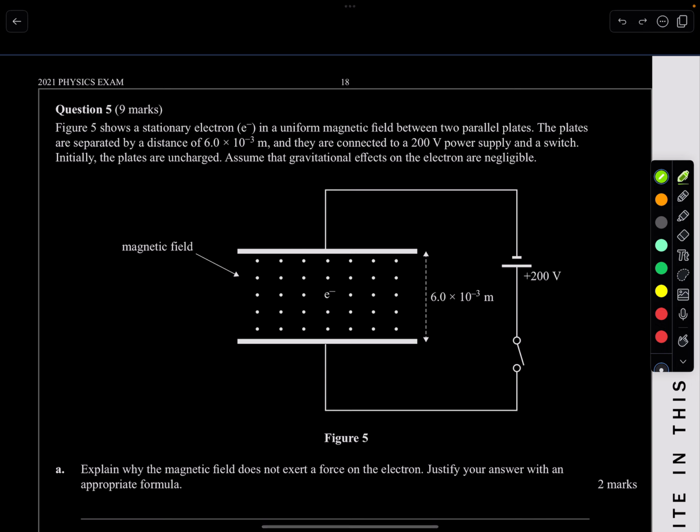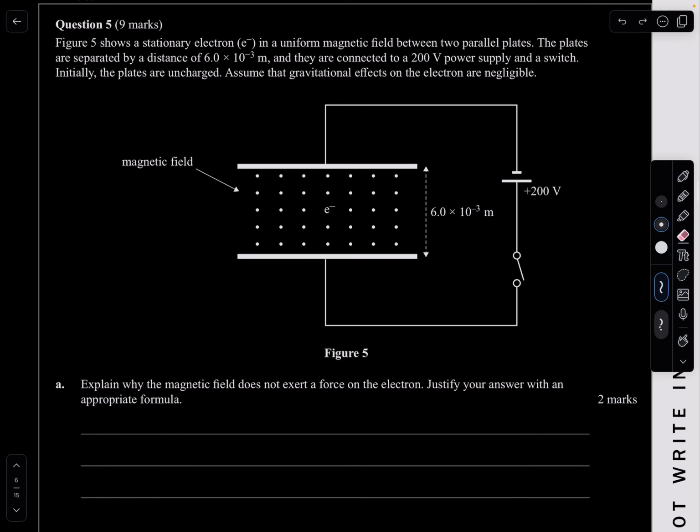Figure 5 shows a stationary electron in a uniform magnetic field between two parallel plates. The plates are separated by a distance as shown, and they are connected to a 200-volt power supply and a switch. Initially, the plates are uncharged. Assume that the gravitational effects on the electron are negligible. Part A: explain why the magnetic field does not exert a force on the electron, and justify your answer with an appropriate formula.